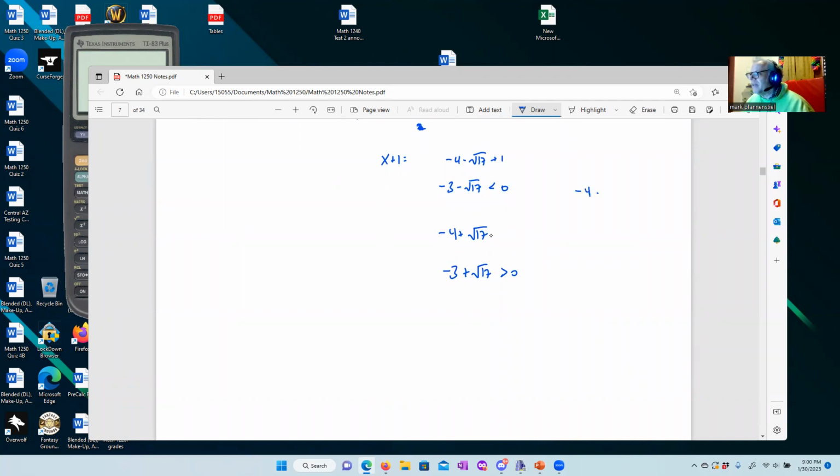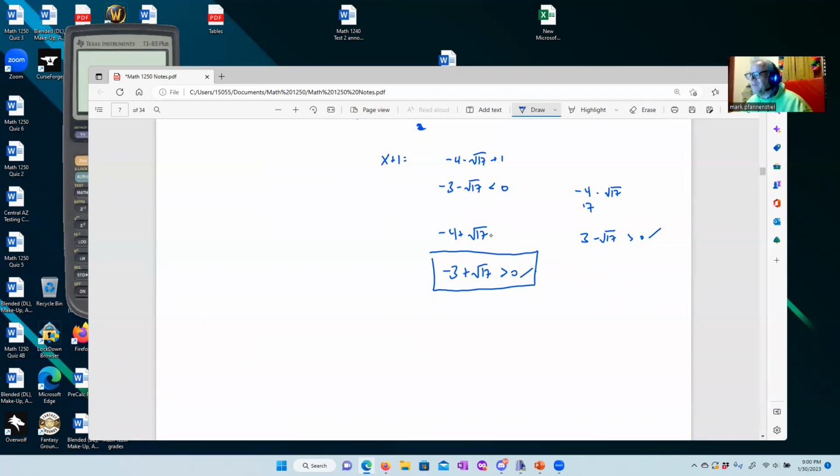-4 minus root 17. If I add 7 to this, that's going to be 3 minus root 17. And root 17 is like 4-ish, okay? That's going to be a positive number. So that one will work out just fine. So this is our solution to this thing.